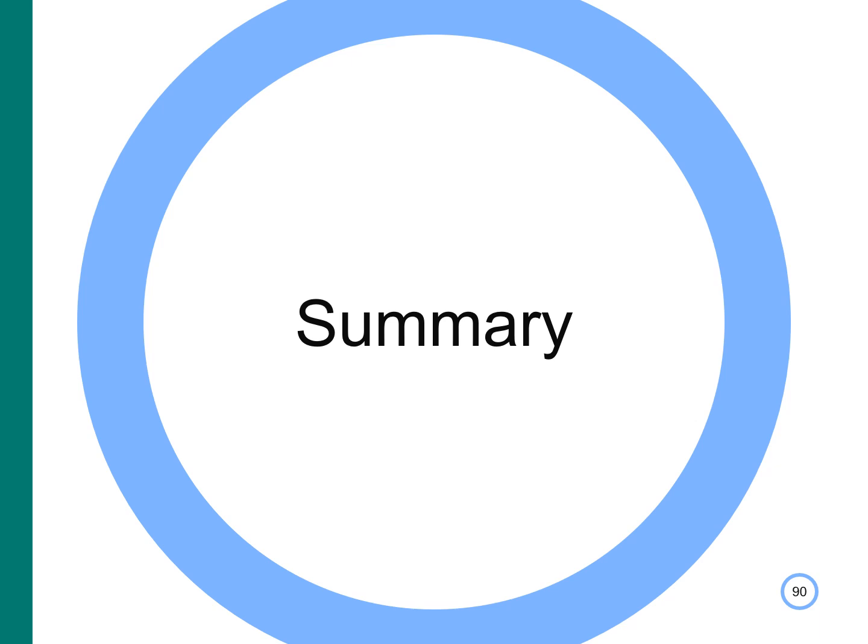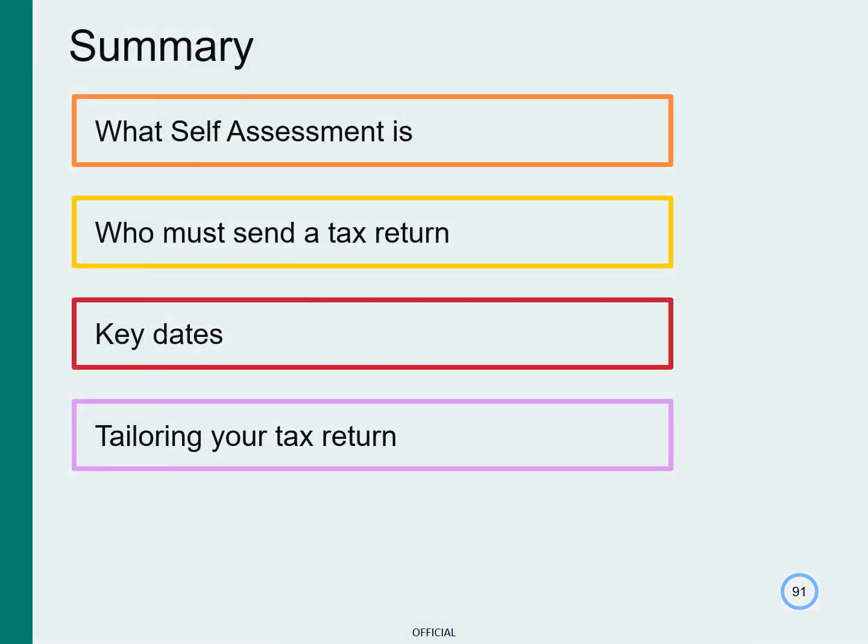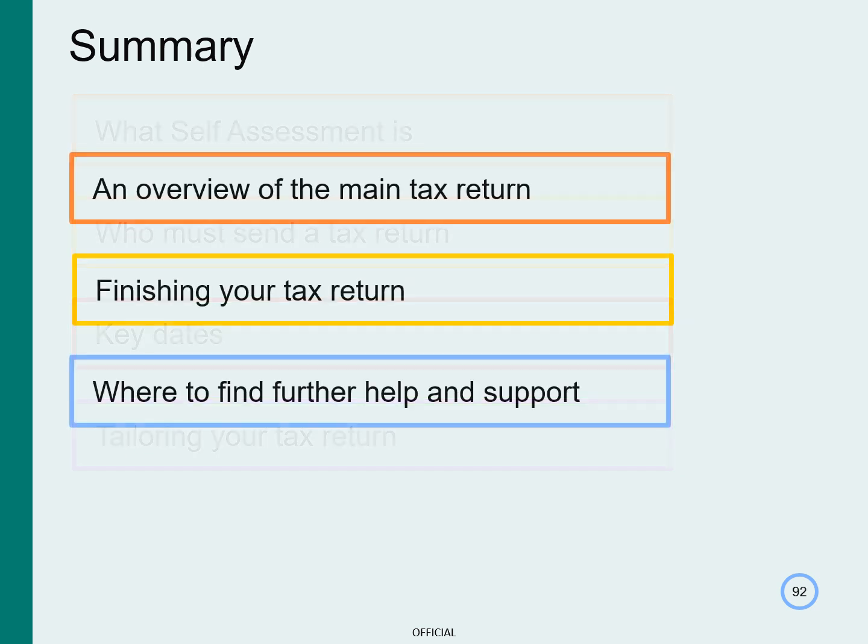We're nearly at the end of the webinar now. Here's a summary of what we've covered today. In today's webinar, we've looked at what self-assessment is, who must send a tax return, key dates, and tailoring your tax return. An overview of the main tax return, finishing your tax return, including checking your information and the declaration, and where to find further help and support.